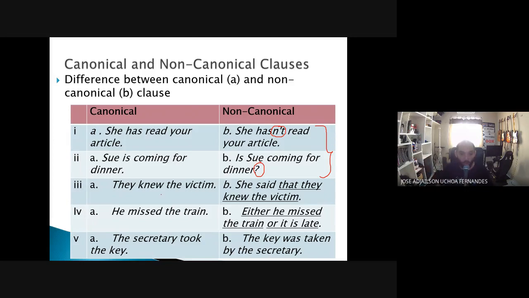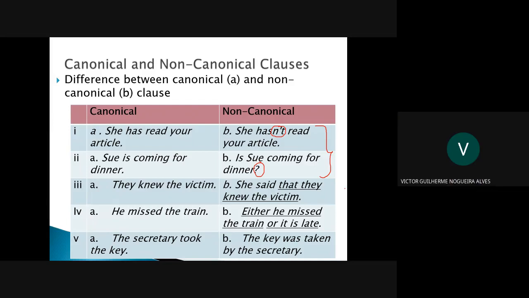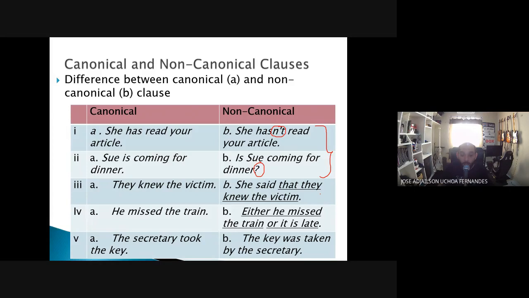You affirm something. In number 3, they knew the victim. And in B, she said that they knew the victim. What's the difference in A and B? One is direct speech and one is indirect speech. Very good. So canonical clauses are never reported speech, never indirect speech. They are always direct. One is what the other is not. In this case, it's a dichotomy.